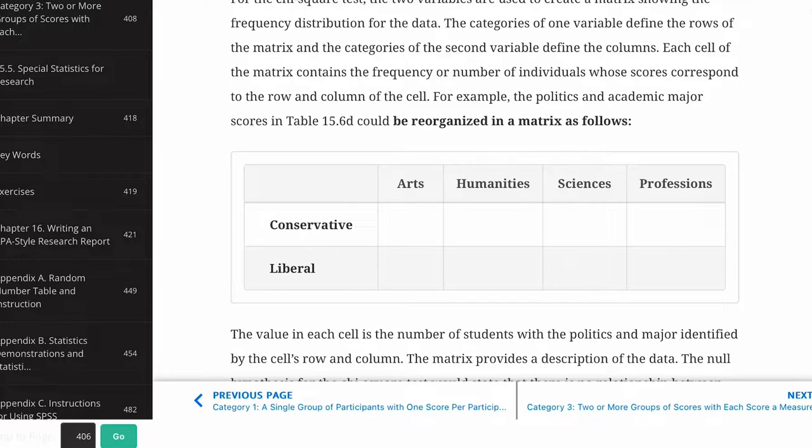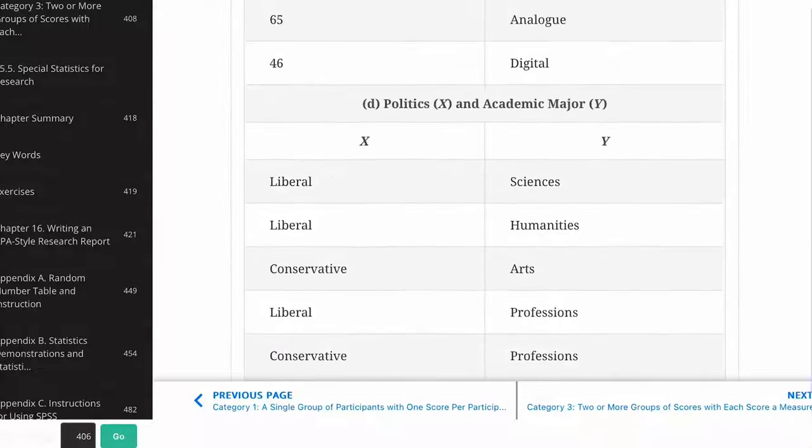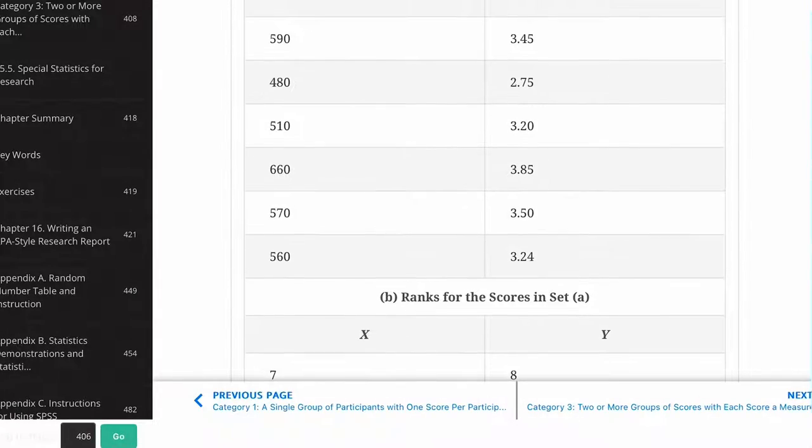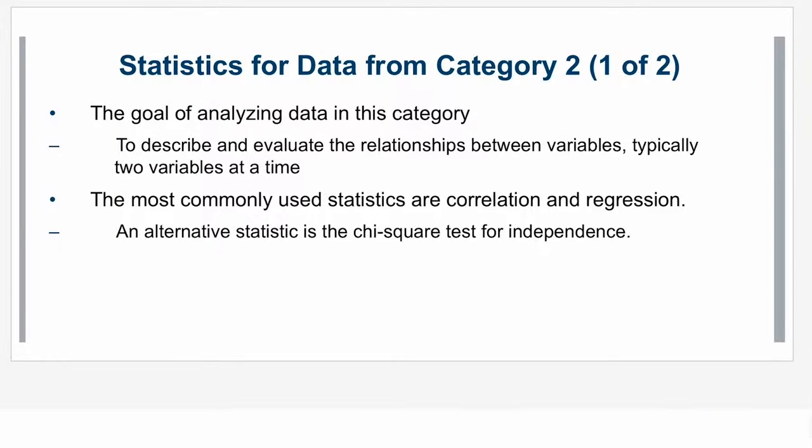The hypothesis test for this category 2 data would be that the null hypothesis, if you remember that from the last video, would be that no relationship exists. Since we're talking about correlations, the null would predict that there's no relationship, right? Because your research hypothesis would be that there is a relationship.